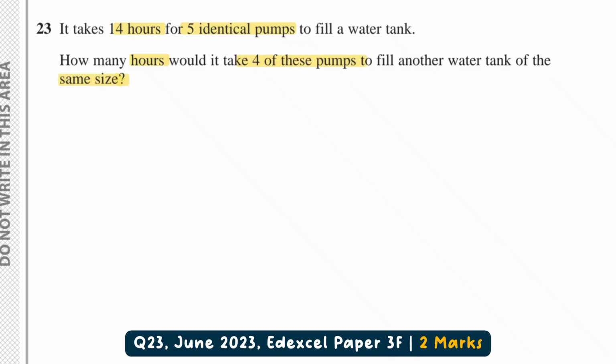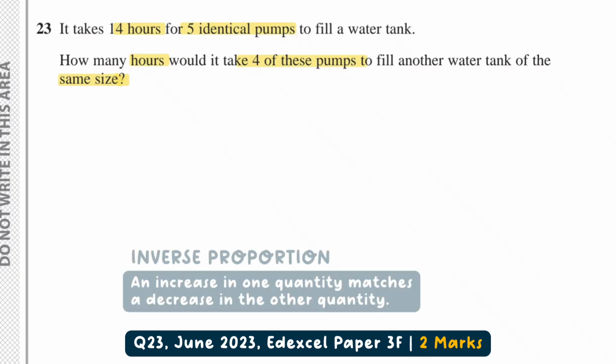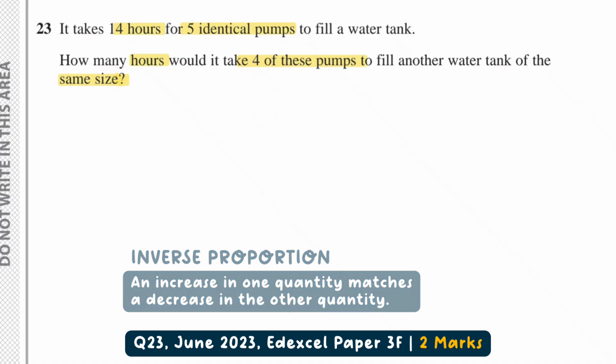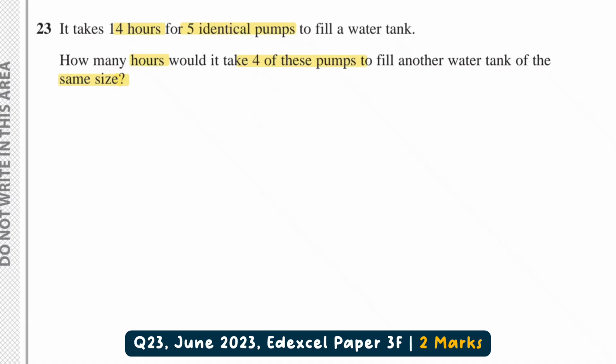This is an example of an inverse or indirect proportion. What this means is as one quantity increases, the other quantity decreases. So basically, when the number of pumps decreases, the time it takes to fill the tank will increase by the same factor. So this is called an inverse or indirect proportion.